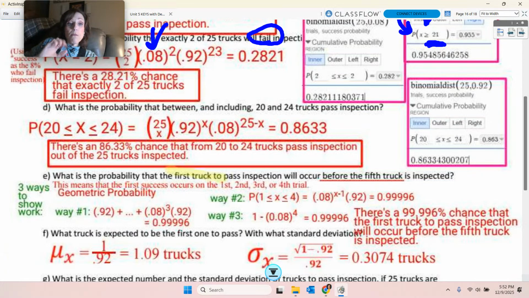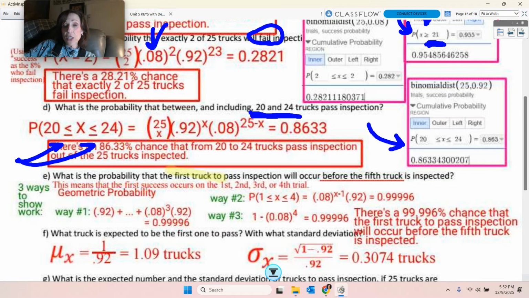Now we have between, and it does say and including, so it's 20 up to 24. So we're going to go ahead and have these equal to 20 and up to equal to 24. So that makes it easy here now, but wait, we are talking about passing. So once again, my success is this pass rate here.